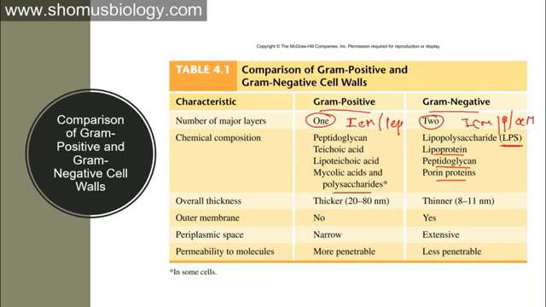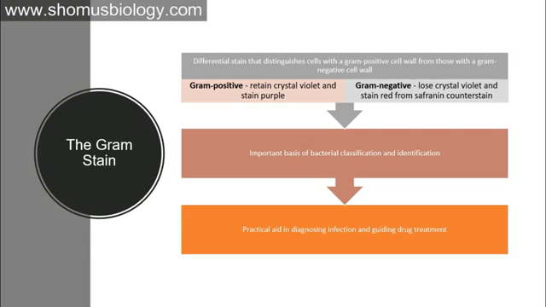Overall thickness for gram-positive is thicker; for gram-negative, thinner. In gram-positive, the layer is 20 to 80 nanometers thick. The peptidoglycan for gram-negative is only 8 to 11 nanometers thick. The outer membrane is absent in gram-positive, while it is definitely present in gram-negative and is a signature characteristic of those bacteria. Periplasmic space is very narrow in gram-positive, while it's very extensive in gram-negative. The permeability to molecules for gram-positive is more penetrable, gram-negative is less penetrable. Although it's shocking to think, yes, it is correct.